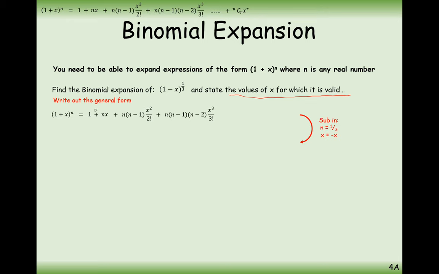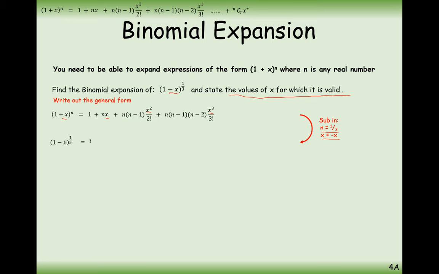So we've got n is equal to a third, so the n power is a power of a third. But in this case, x needs to be set equal to minus x, because we have a positive x in our formula for our expansion, but our minus x is what we actually want to expand. So each x is actually going to have to be replaced by minus x.